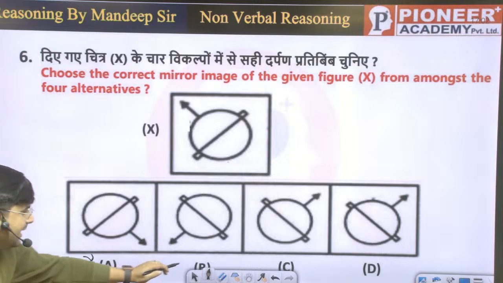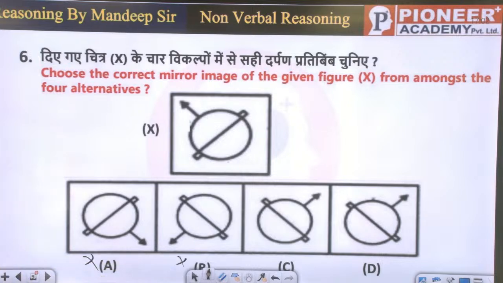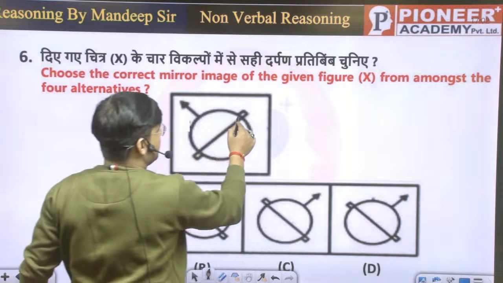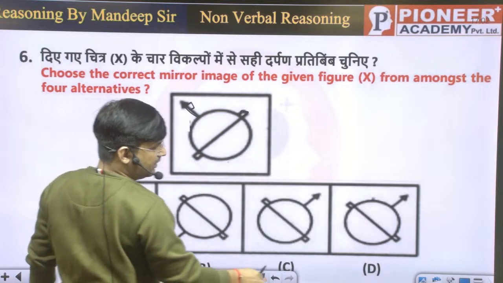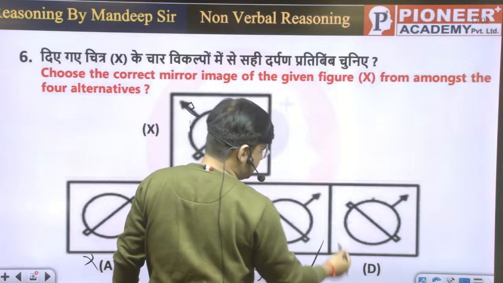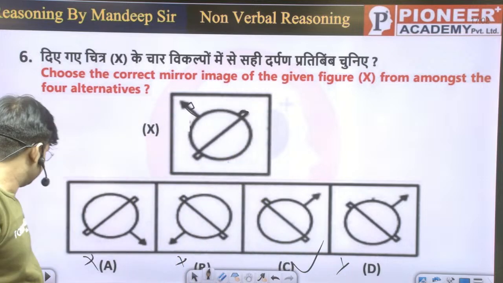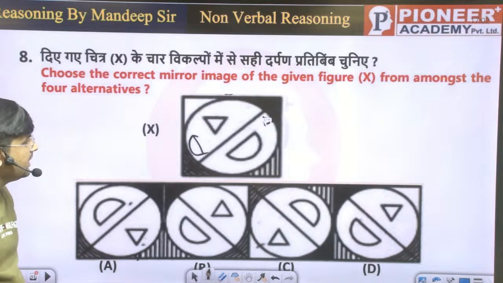A and B can never be the answer. C and D. This one becomes this type. Option C is our correct answer. Please give the answer.